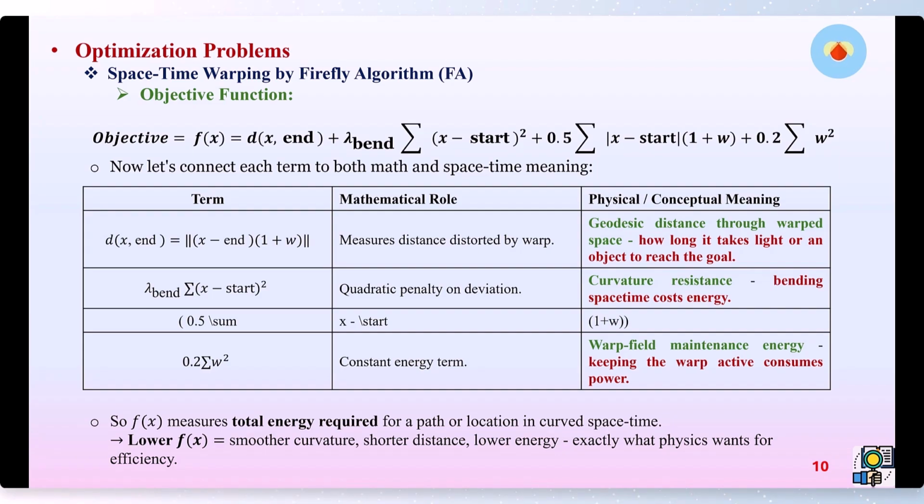The second part is a quadratic penalty deviation, which is curvature resistance, bending spacetime costs energy. The last part is a constant energy term, which is warp field maintenance energy. Keeping the warp active consumes power. So this function measures the total energy required for a path or a location in curved spacetime. The lower, the better. A lower function value means smoother curvature, shorter distance, lower energy, exactly what physics wants for efficiency.